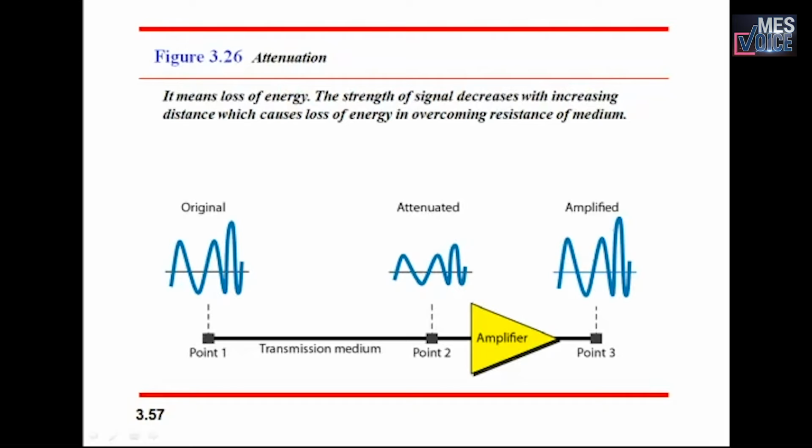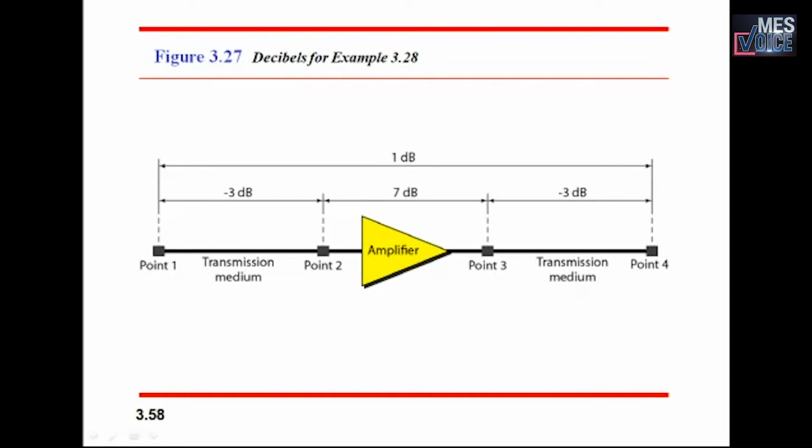Attenuation. Attenuation means loss of energy. The strength of the signal decreases with increasing distance, which causes loss of energy in overcoming the resistance of the medium. So we need to insert amplifiers at required points in order to maintain the energy level of the signal. The strength of the signal is measured in decibels.